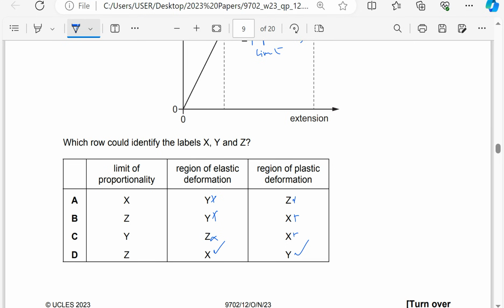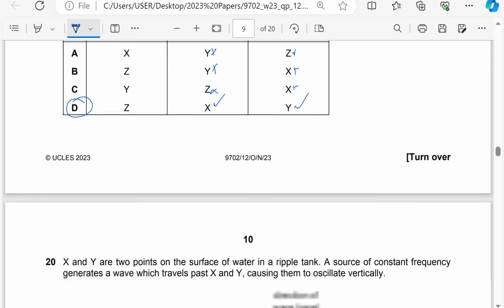Elastic deformation is X, plastic is Y. So it means Z is the limit of proportionality. So the answer is going to be D.